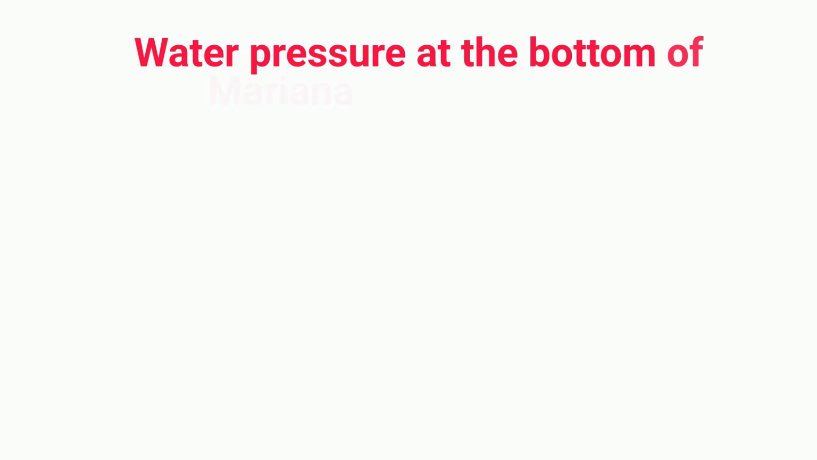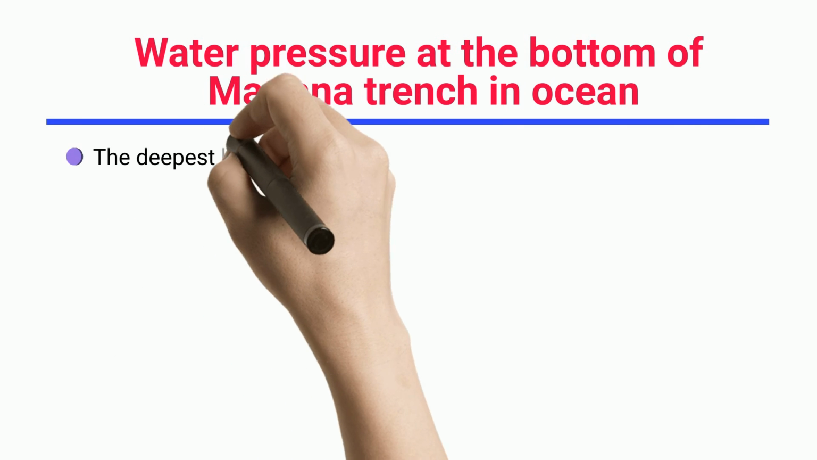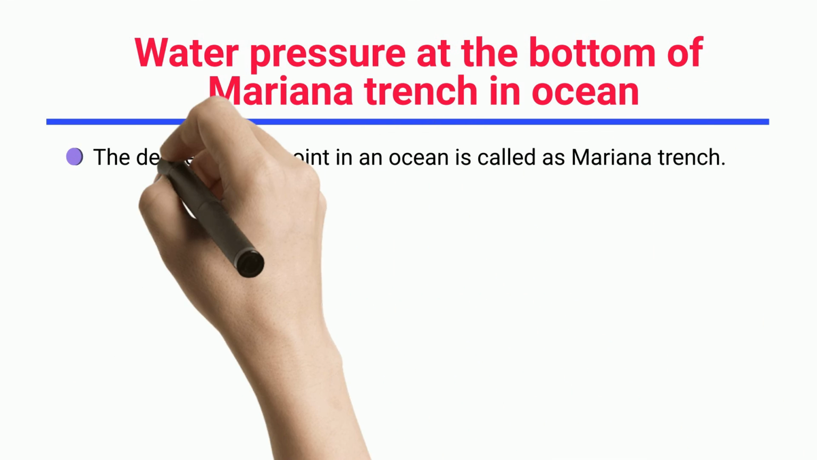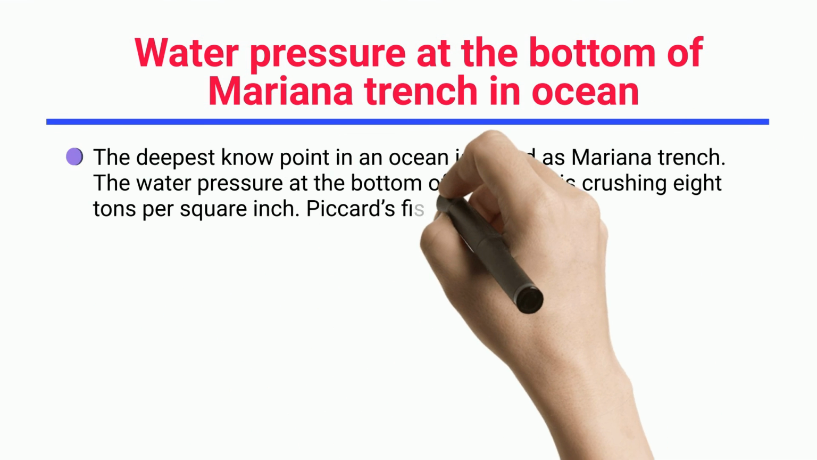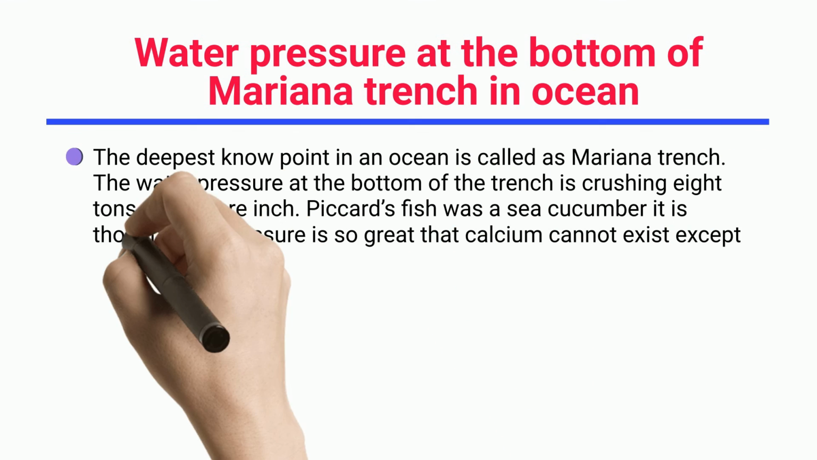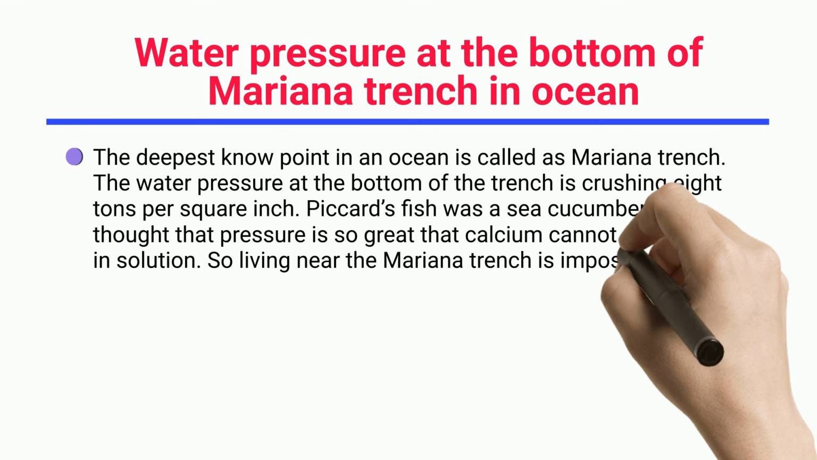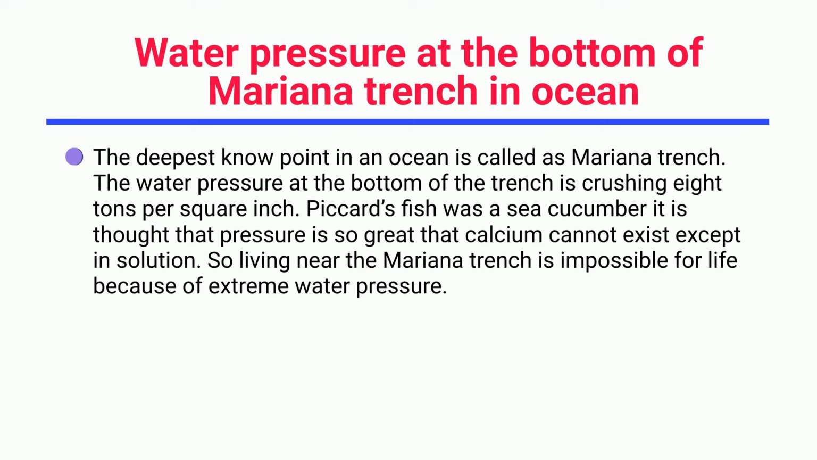Water pressure at the bottom of Mariana Trench in ocean. The deepest known point in an ocean is called the Mariana Trench. The water pressure at the bottom of the trench is a crushing 8 tons per square inch. Even fish and sea cucumbers are rare. It is thought that pressure is so great that calcium cannot exist except in solution. So living near the Mariana Trench is impossible for life because of extreme water pressure.